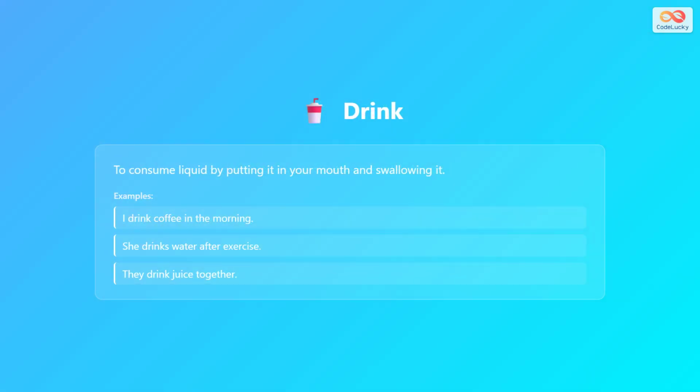The second verb is drink. Drink means to consume liquid by putting it in your mouth and swallowing it. When you drink, you take liquid into your body. Examples: I drink coffee in the morning. She drinks water after exercise. They drink juice together. Like eat, with he, she, or it, we add an S to the verb, drinks.